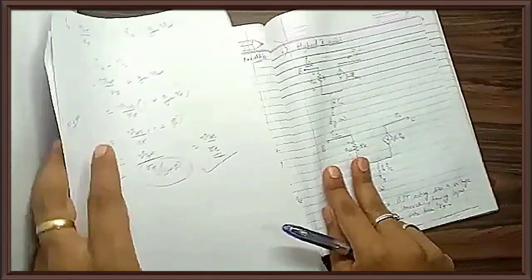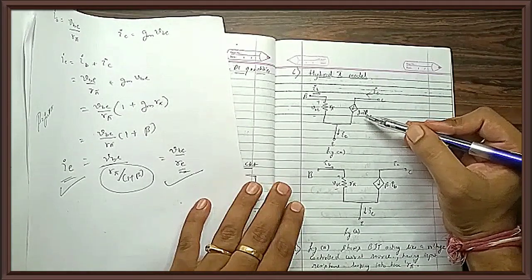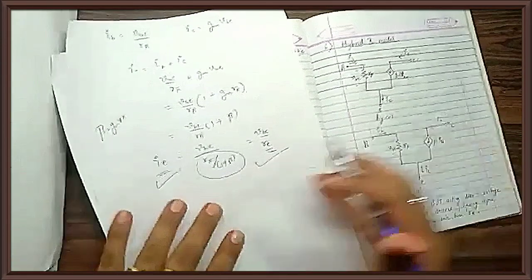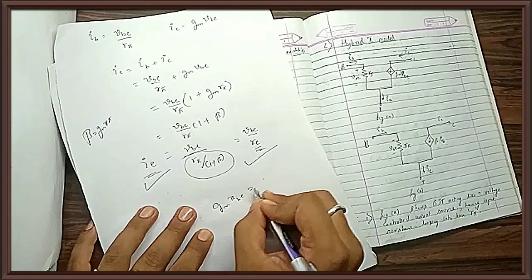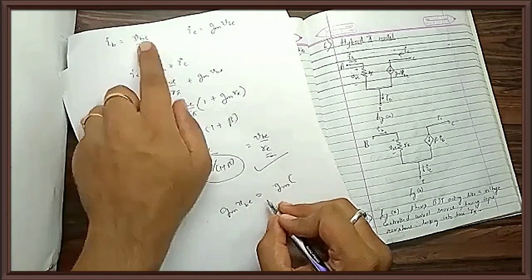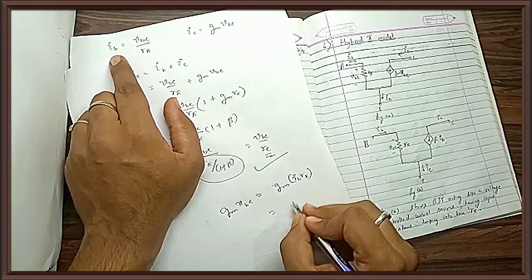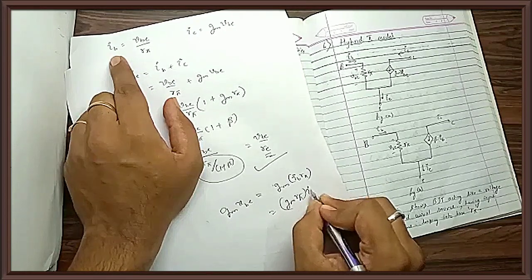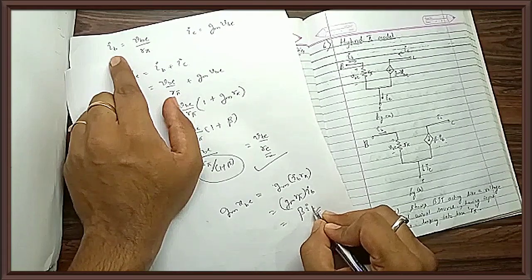And I can even replace, in the diagram which I have drawn here, GM into VB, which can also be replaced by beta into IB. How? Because you already know GM into VB is what? GM, and VB is IB into R pi, small ib into R pi. So it is GM into R pi into IB. What is GM into R pi? Beta. So this is beta into IB.